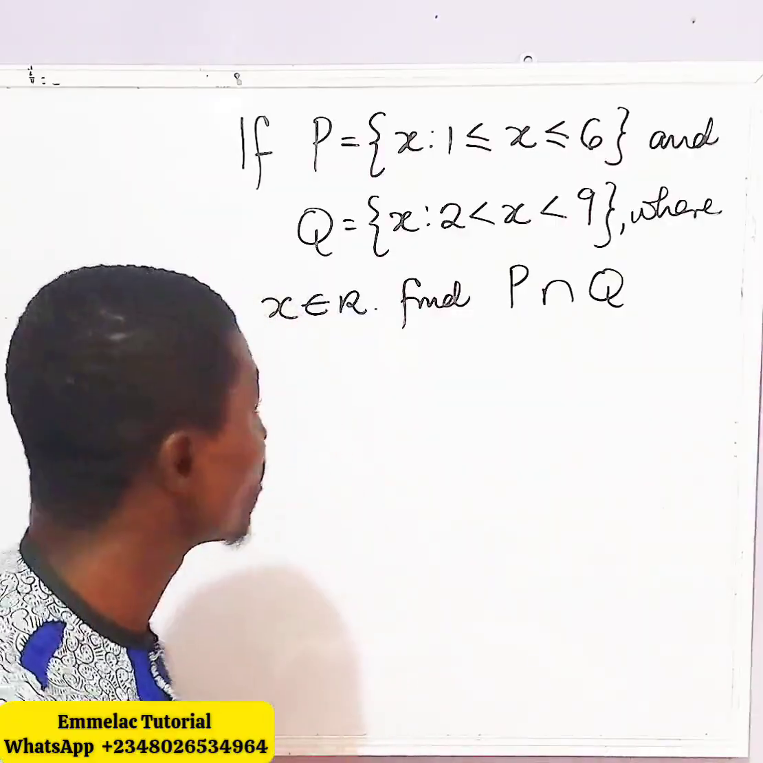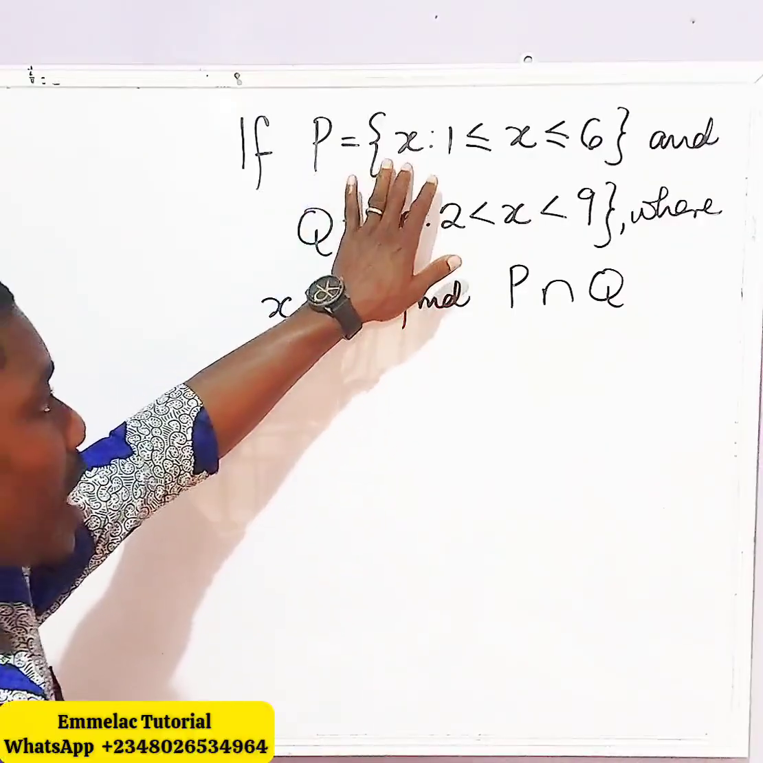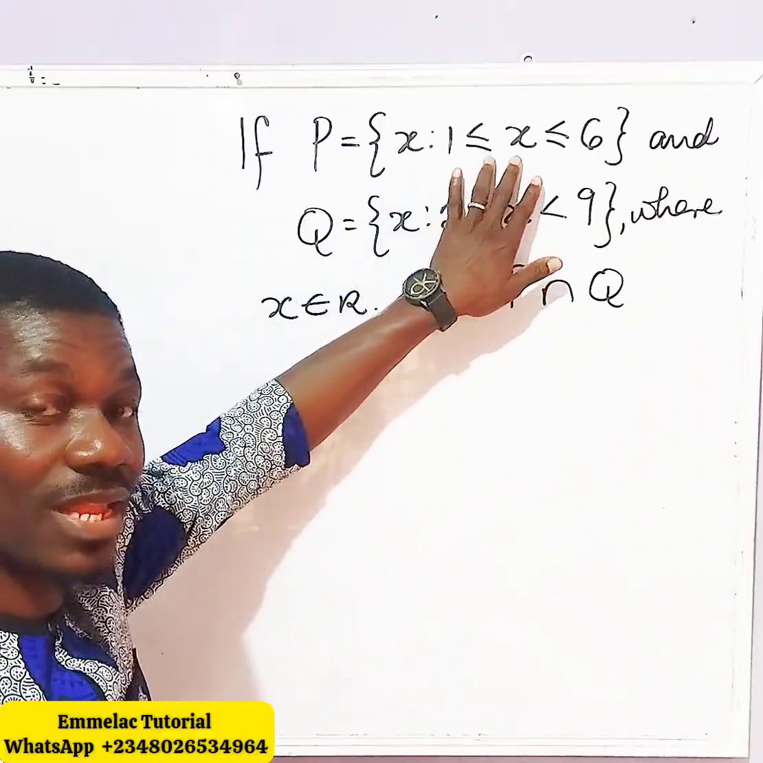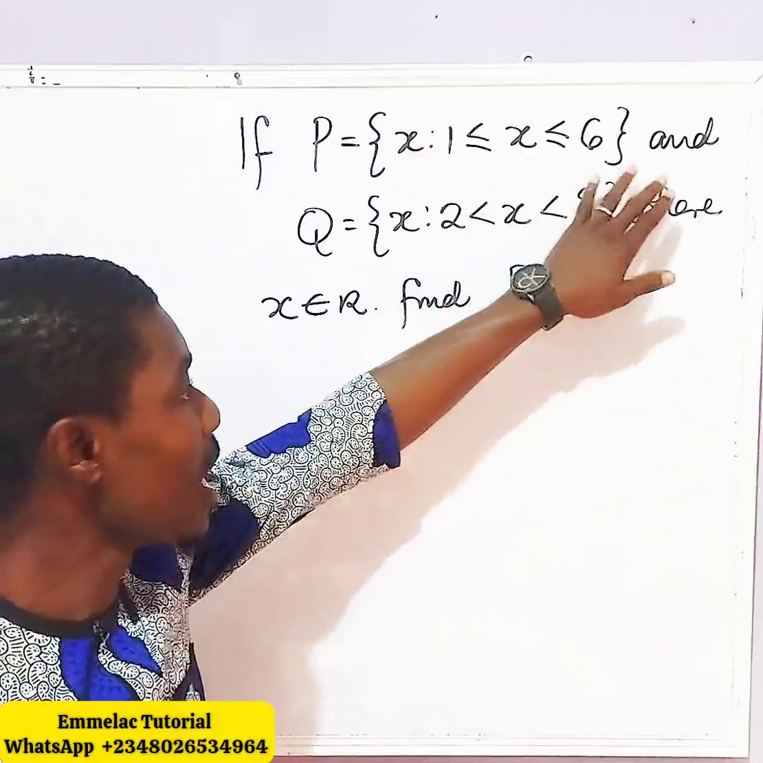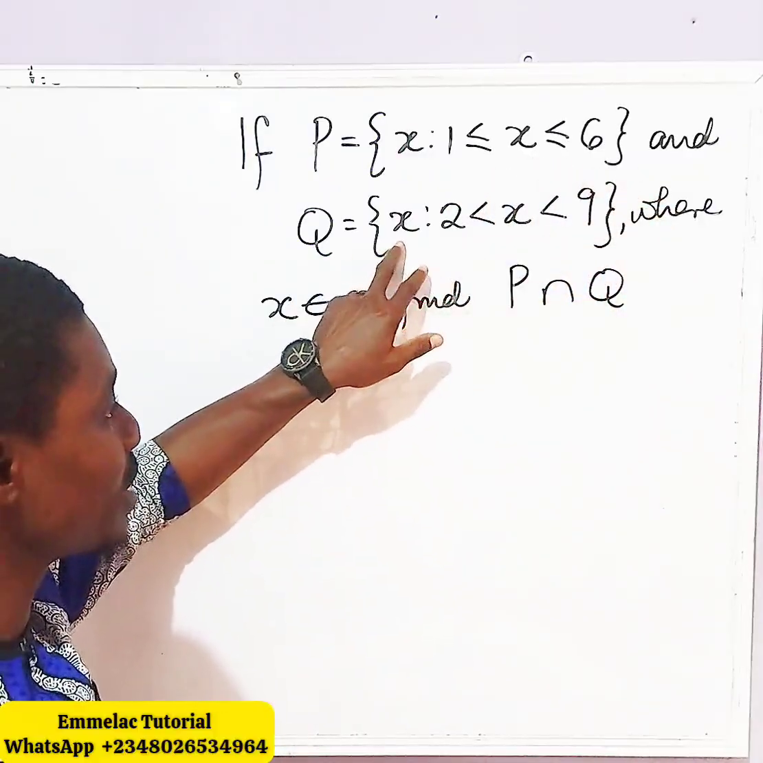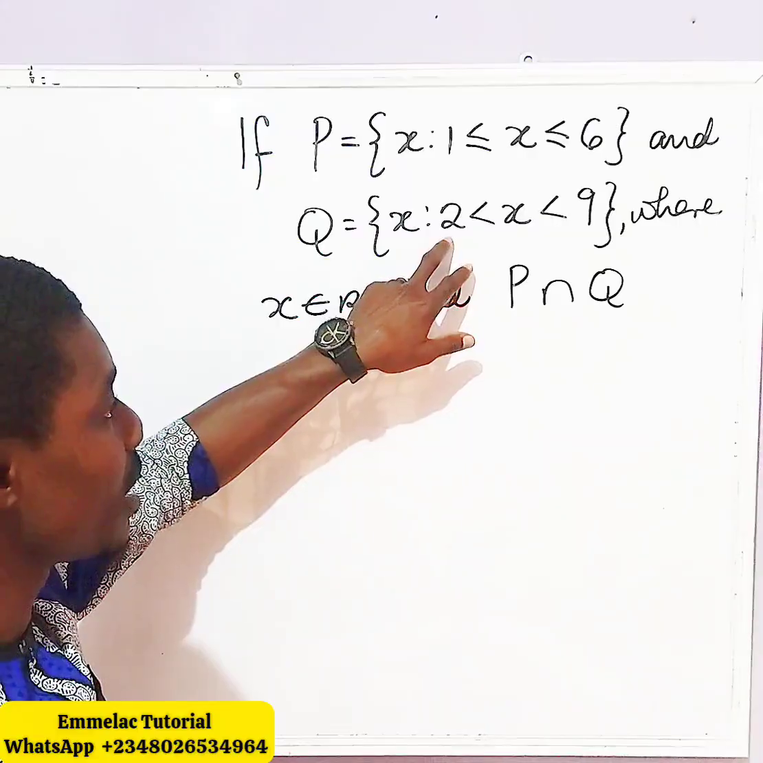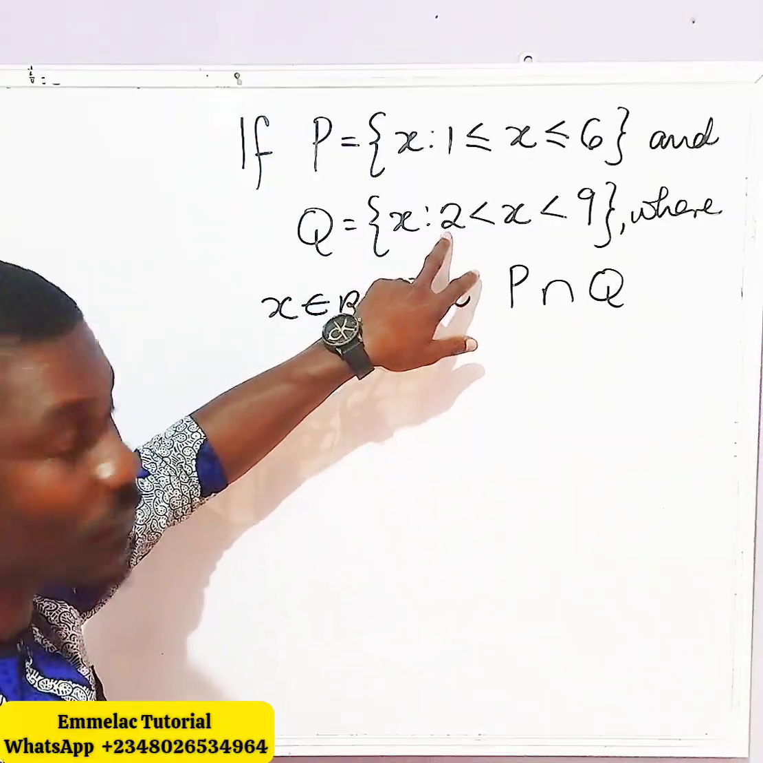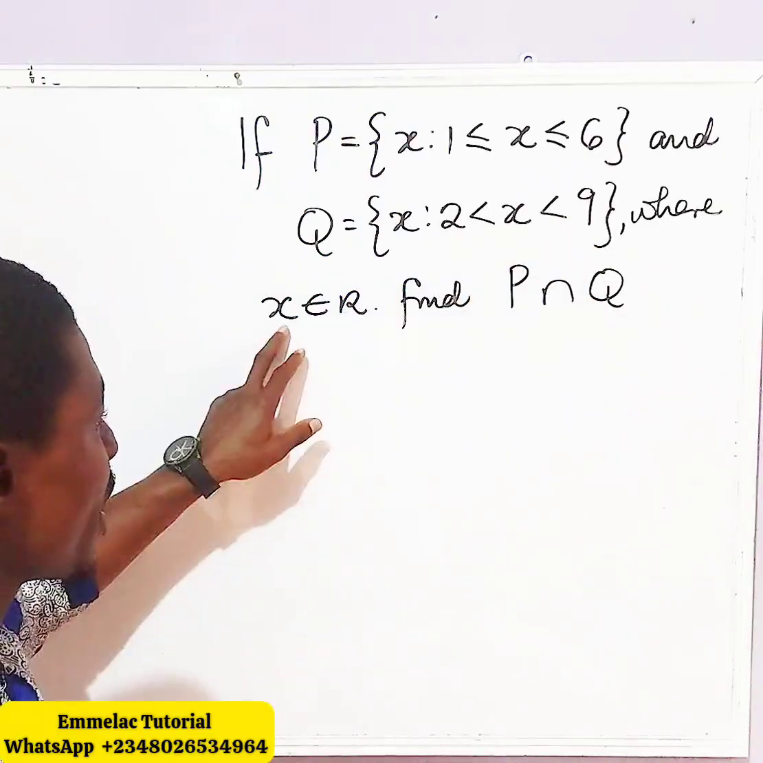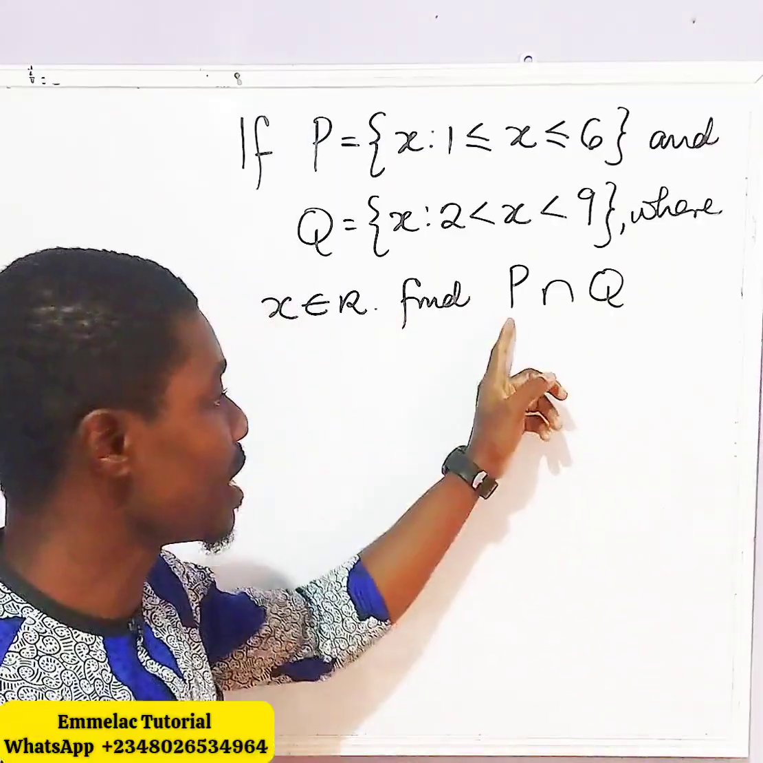Now let us look at this question. It reads that if P is a set containing X such that 1 is less than or equal to X and X is less than or equal to 6, and Q is a set containing X such that 2 is less than X and X is less than 9, where X are real numbers, find P intersection Q.